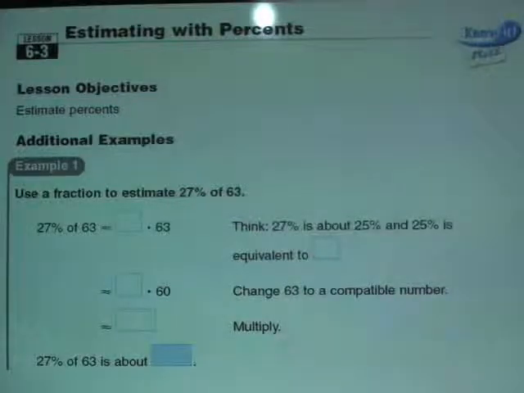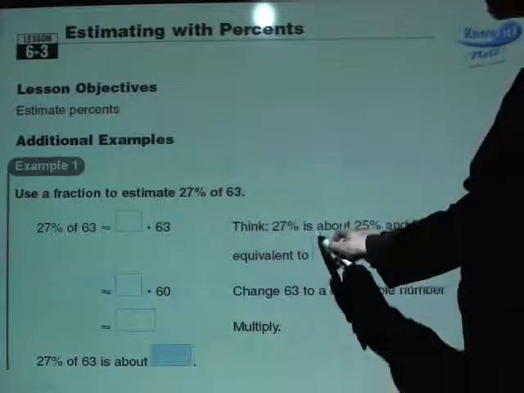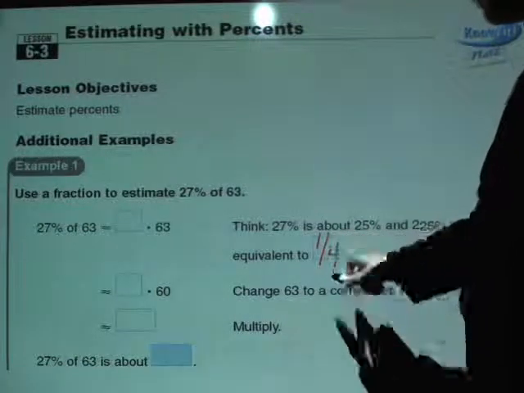Okay, so let's go ahead and start working on this here. Number 1 is asking me to use a fraction to estimate, keyword there, estimate, 27% of 63. So they're asking me to use a fraction here. So that's going to be related to the 27%. So what they're going to say here is that 27%, well, that's right about 25%. And 25%, that's equivalent to the fraction 1 over 4.